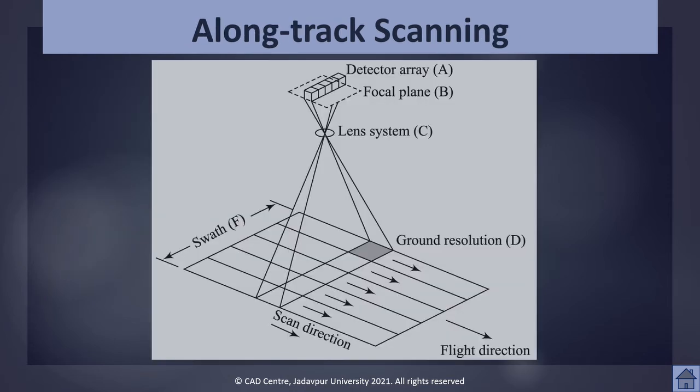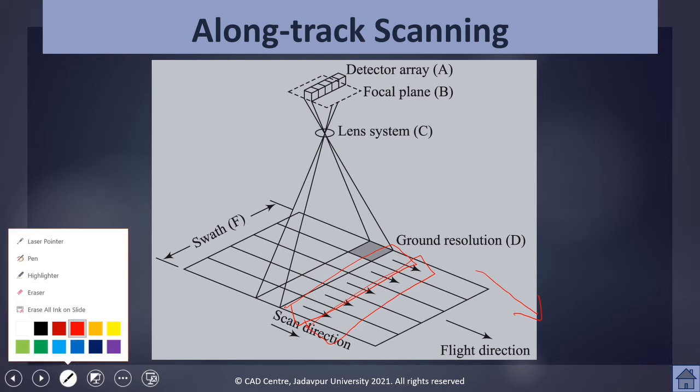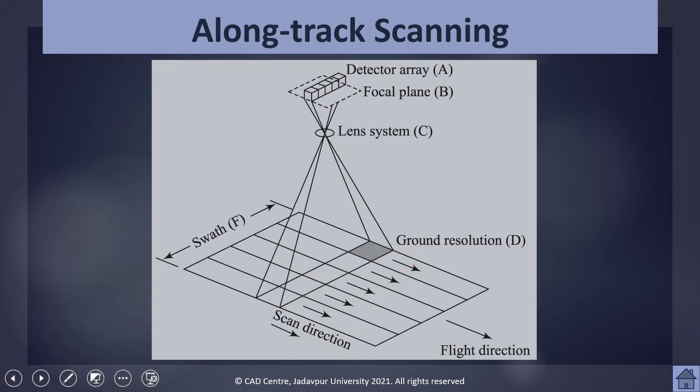Now, along track scanning. In case of along track scanning, we use a linear array of detectors, one line of detectors. And the entire line on the ground will be scanned in a single instant, and by this time the flight will move forward in this direction, and then the next line will be captured, then the next line will be captured, and in this way one line of imagery, or one strip of imagery, will be captured.